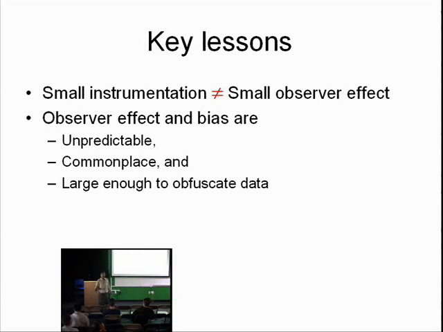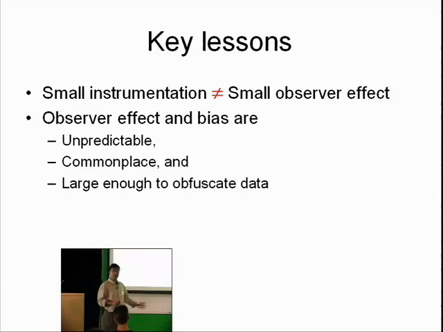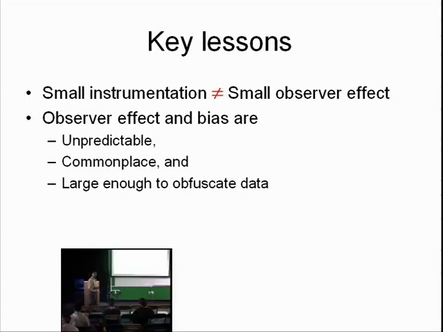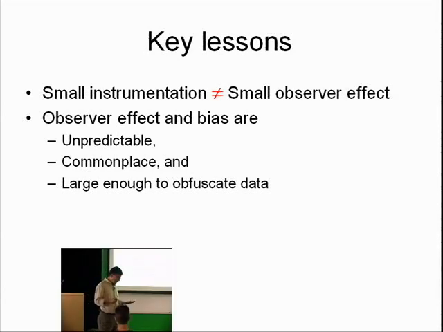They're commonplace. We have seen this in all the programs we have tried and on four architectures, one of which was a simulated one. And it's large enough to obfuscate data. In our literature survey, we found that the average speedup that papers reported was around 9%. Given that we are seeing 20% swings due to changing link orders, how do you trust your 9% speedup?